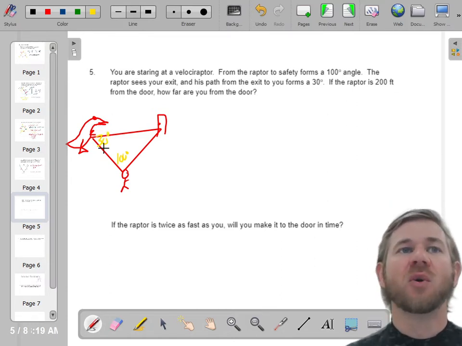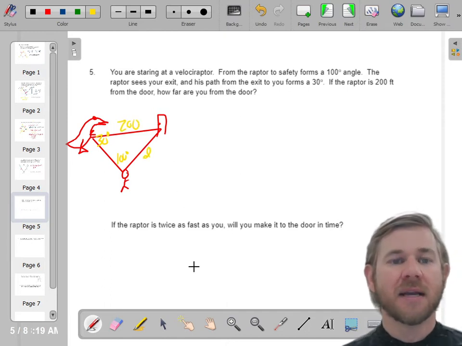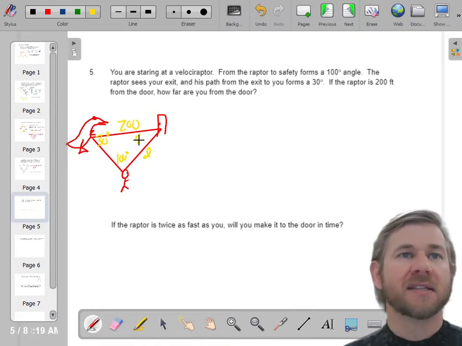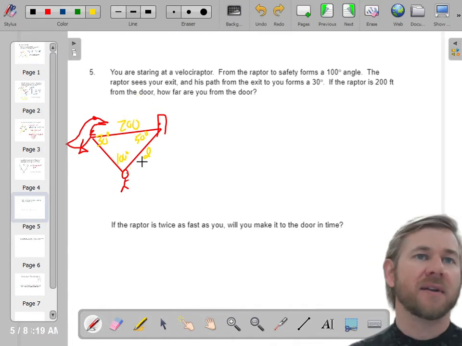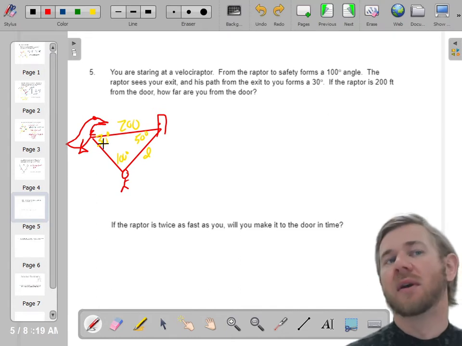If the raptor is 200 feet from the door, that's right there. How far are you from the door? That's this distance. So let's see. Do I have an angle side pair? Well, this is 130. That means this has to be 50. So the answer is yes, I have an angle side pair. And I don't even need that, but I do have an angle side pair. So I can do law of sines because I have angle side angle or angle angle side.